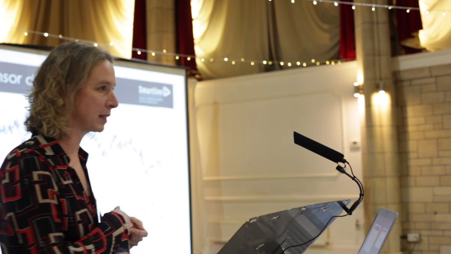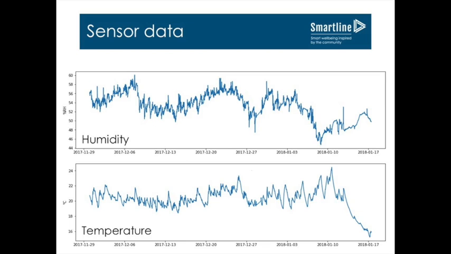So here I have a couple of example graphs from the sensor data from one of the Smartline homes, giving the relative humidity and the temperature. The readings are taken every 3 to 5 minutes, and in some cases go back to October 2017.